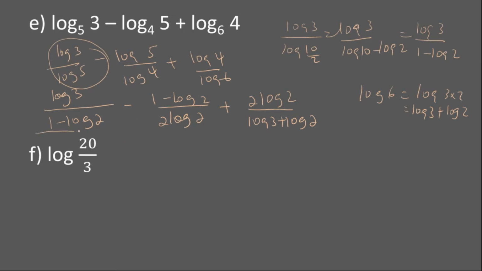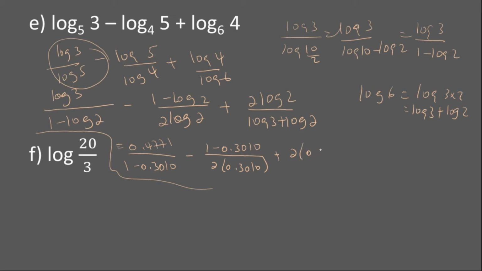So from this, this is equivalent to 0.4771 over 1 minus 0.3010, this is log 2, minus 1 minus 0.3010 over twice 0.3010, plus twice 0.3010 divided by log 3, which is 0.4771 plus 0.3010.